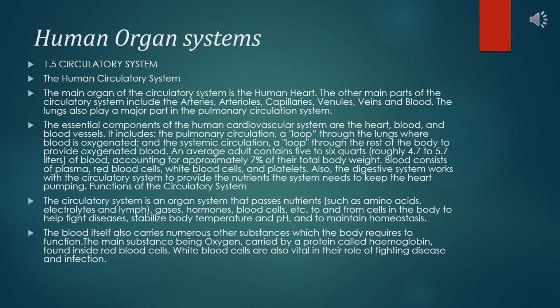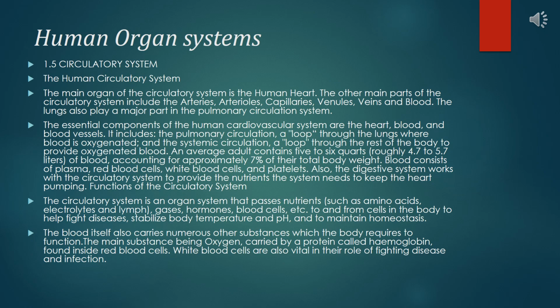1.5 Circulatory System. The circulatory system in the human body: the main organ is the human heart. The other main parts of the circulatory system include the arteries, capillaries, venules, veins, and blood. The lungs also play a major part in the pulmonary circulation system. The essential components of the human cardiovascular system are the heart, blood, and blood vessels.